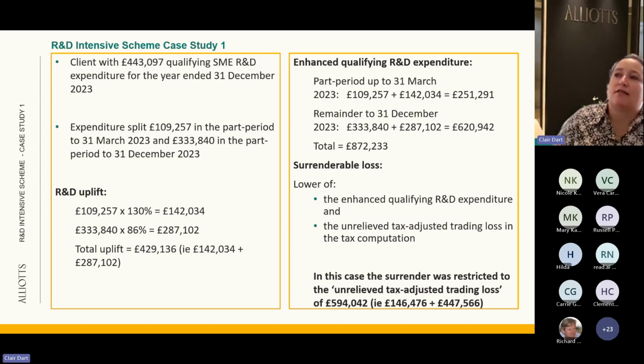Then we need to look at this surrenderable loss that I mentioned earlier. Our surrenderable loss is the lower of the enhanced expenditure, so the £872,000, or the unrelieved tax adjusted loss in the tax comp. In this particular case, there was a restriction because the unrelieved tax loss was £594,000. So we could surrender that £594,000.